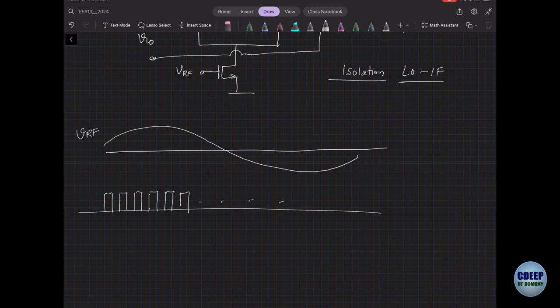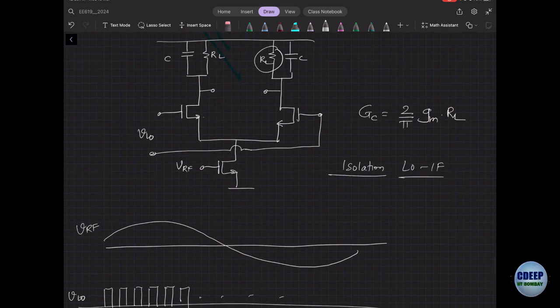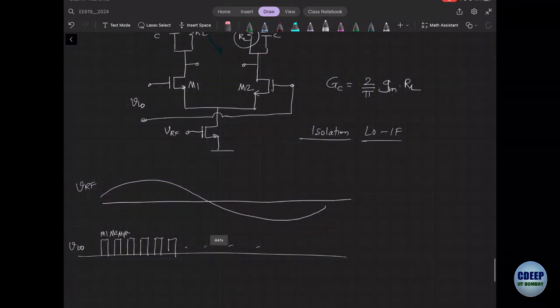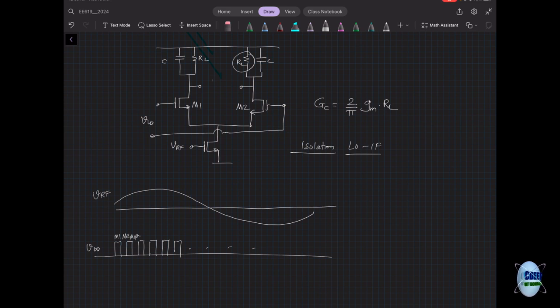And it keeps going on like this. So this is your VLO. So you're turning on the transistor M1 and M2, something like this. So in this case, M1, M2, M1, M2, something like this. Okay. So, can you visualize what will happen at Vout equal to V1 minus V2?